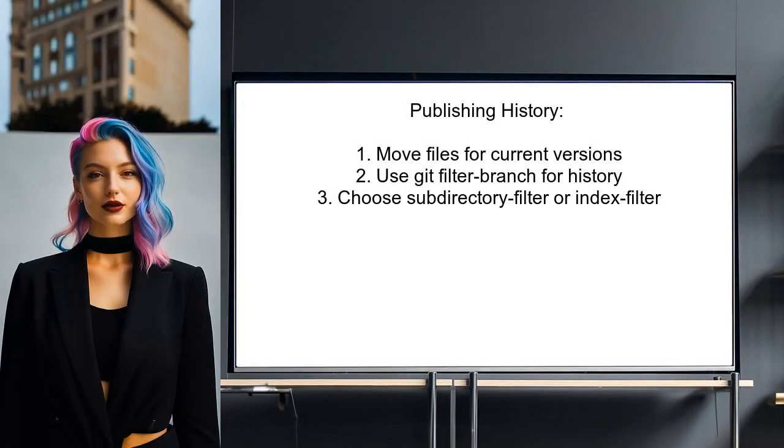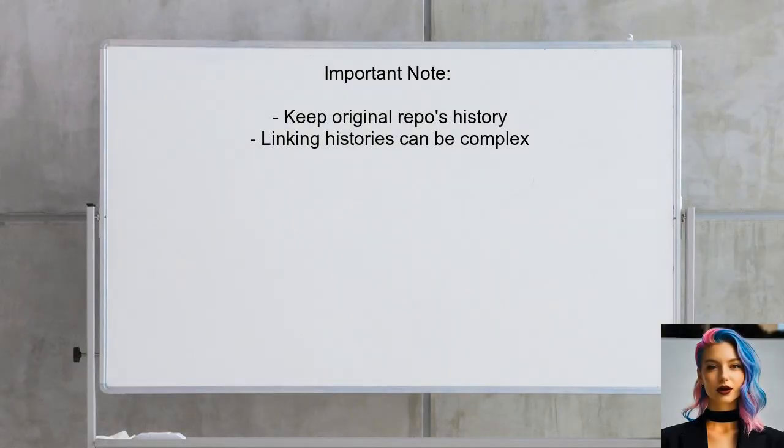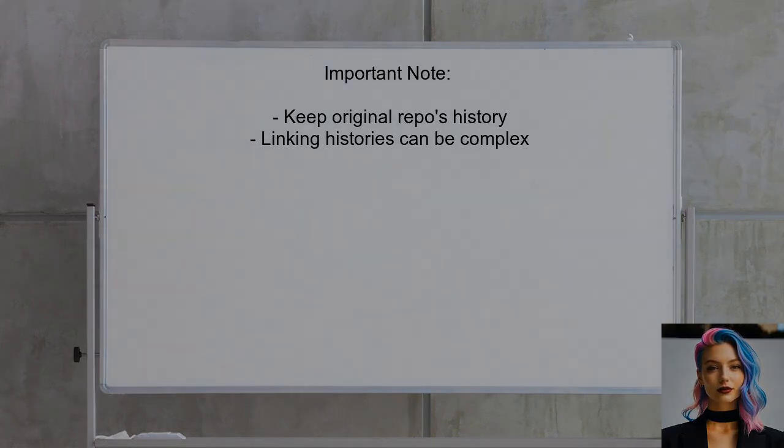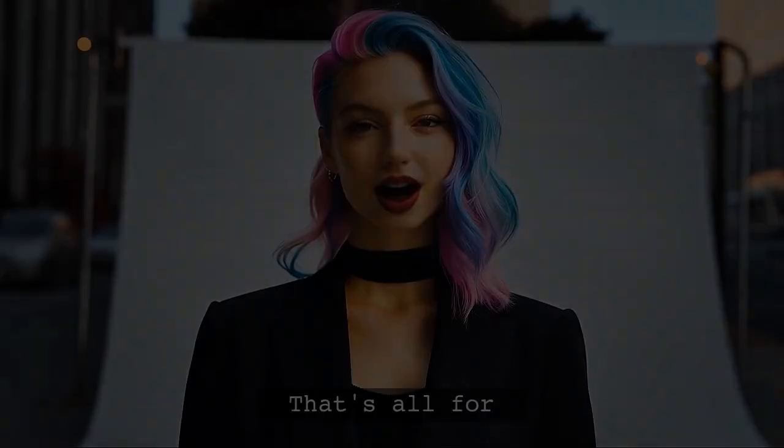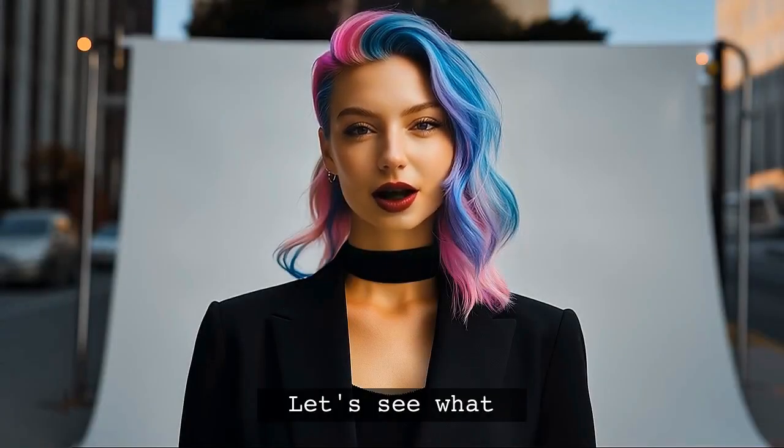If you want to publish history, use commands like git filter-branch to create the public repo from a clone of the original. You can choose methods like subdirectory filter or index filter based on your needs. Remember, if you split the history, keep the original repo's history for the public files, as linking histories can be complex. And that's all for that response. Let's see what someone else had to say.